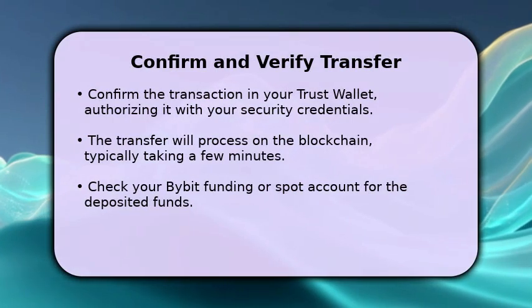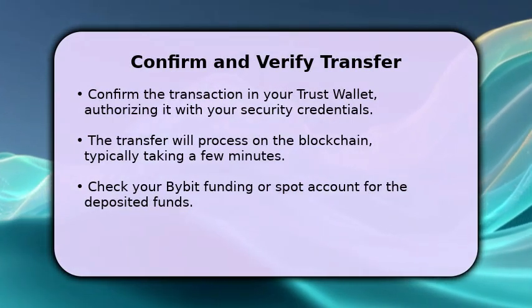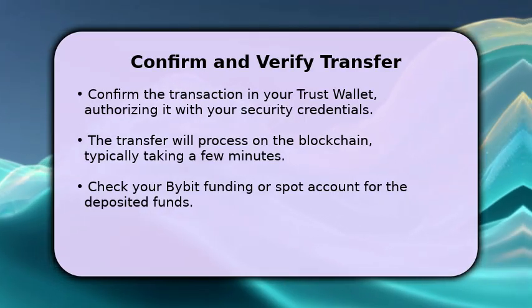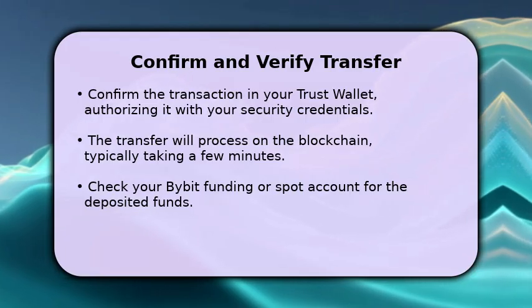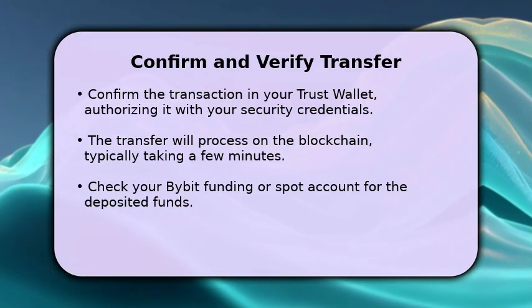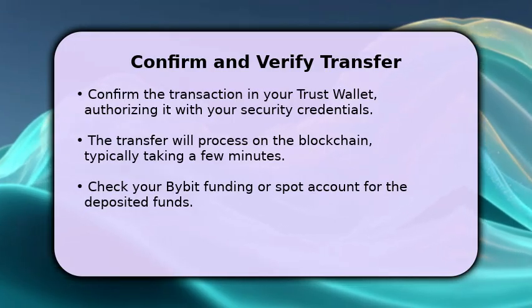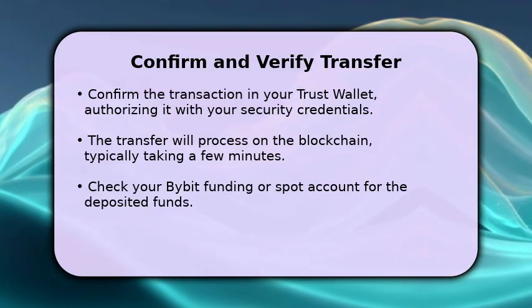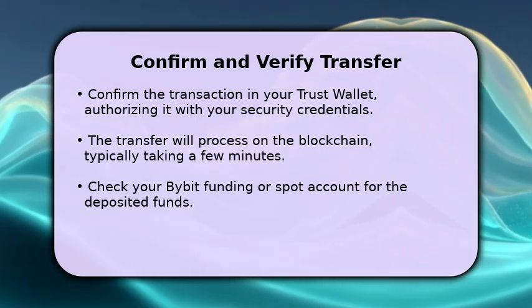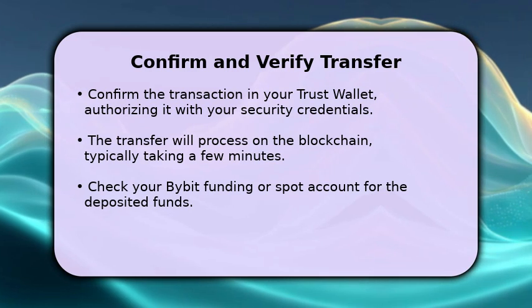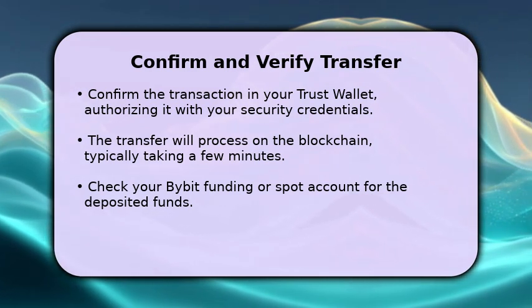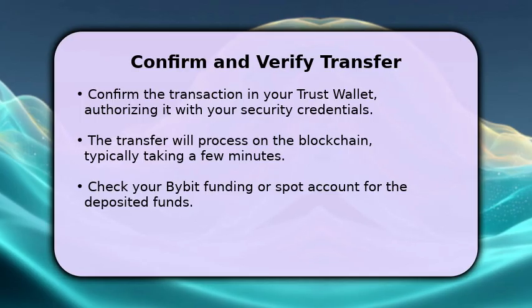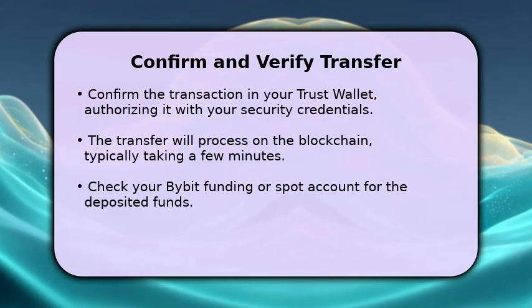After reviewing, confirm the transaction within your Trust Wallet using your passcode or biometric authentication. The transfer will then be broadcast to the blockchain and typically takes anywhere from 1 to 30 minutes to process, depending on network congestion. Once confirmed, your funds will appear in your Bybit funding or spot account, ready for trading or other actions. Remember, always double-check the cryptocurrency, network, and deposit address before initiating any transfer to prevent irreversible loss of your valuable assets.